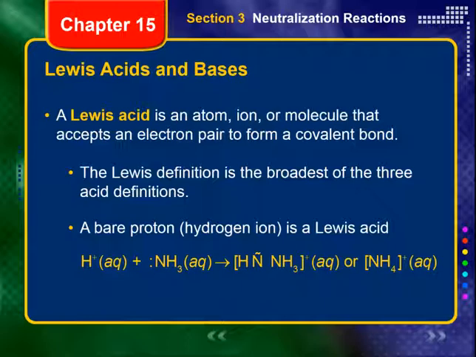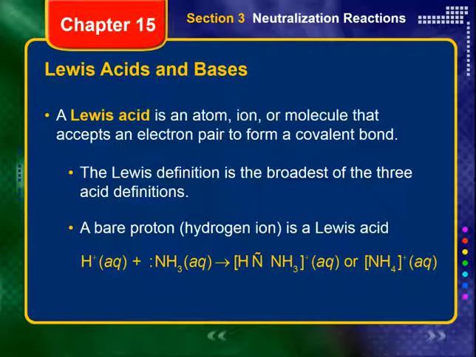Now let's get to our newest and last definition of what it means to be an acid or a base. It's the Lewis acid. A Lewis acid is an atom, ion, or molecule, any of them, that accepts an electron pair to form a covalent bond. So the Arrhenius definition of an acid was something that increases the hydronium concentration in solution. A Bronsted-Lowry acid was something that donates a proton. A Lewis acid is something that accepts an electron pair to form a covalent bond.